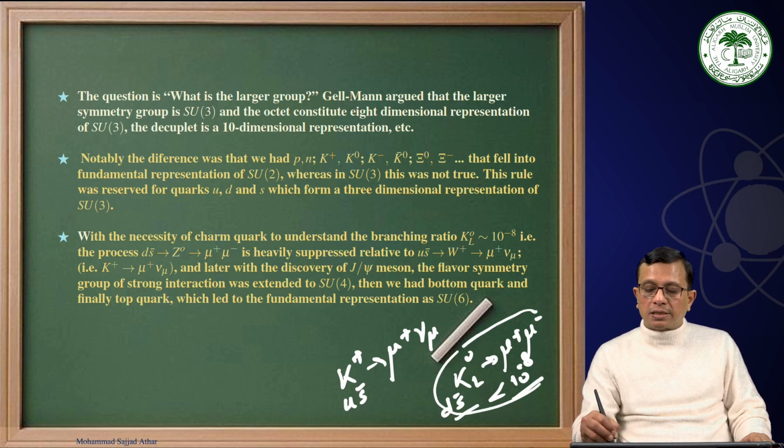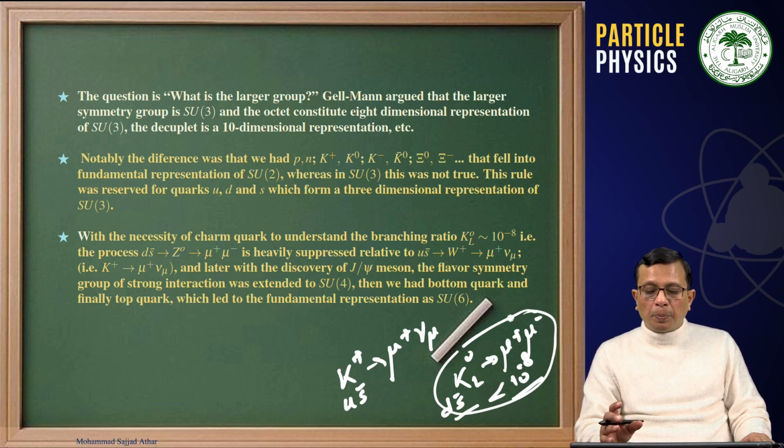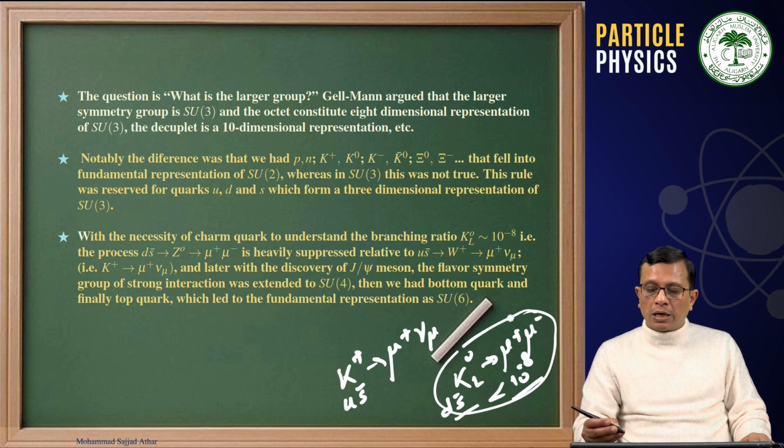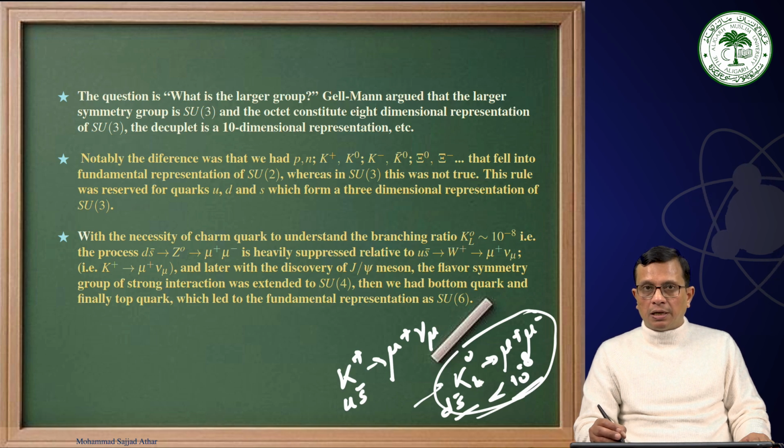And to understand that the branching ratio is small, it was proposed that actually we don't have only 3 quarks. We need one more quark, that was the charm quark. With the help of the charm quark, we can understand these processes which have not been observed, the flavor changing neutral current, where they are changing flavors, but there is no change in the charge. Therefore, the net charge is 0. D charge is minus 1 by 3, and S bar charge is plus 1 by 3.